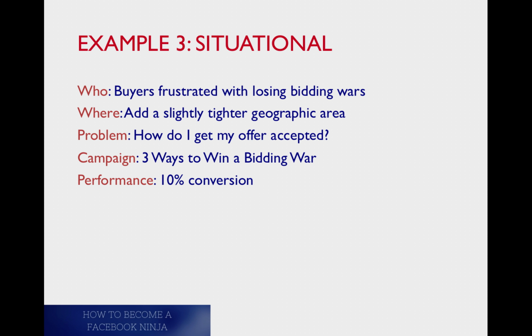So this one we would go to a slightly tighter geographic area, but maybe not so tight, so there would be very little interest targeting. The problem being, of course, how do I get my offer accepted? And then the campaign itself was called Three Ways to Win a Bidding War. That one had a 10% conversion because this is going after people who right now, in this moment, want to buy a home. At any given point in time, about 5 to 7% of the population is moving. So a 10% conversion off the people in this geographic space was actually really, really high.